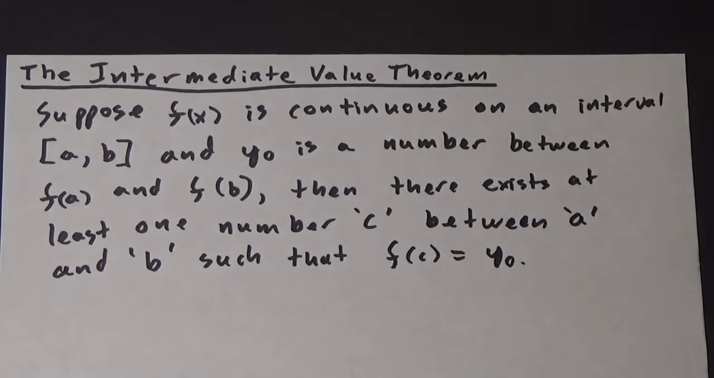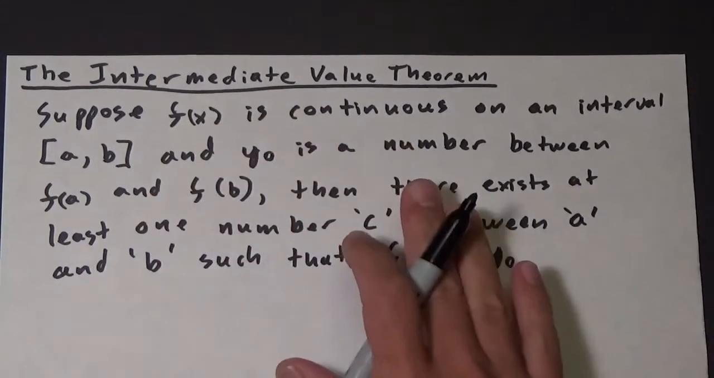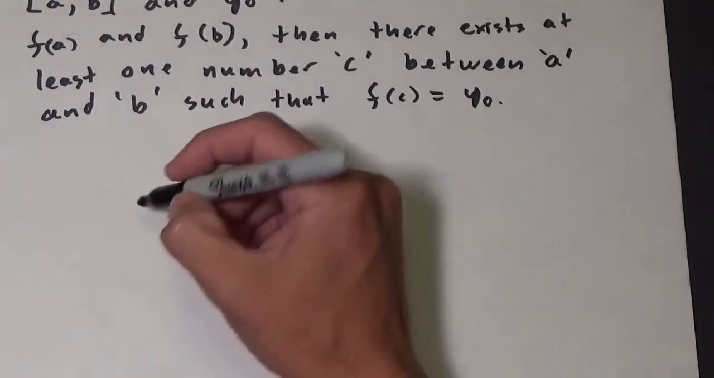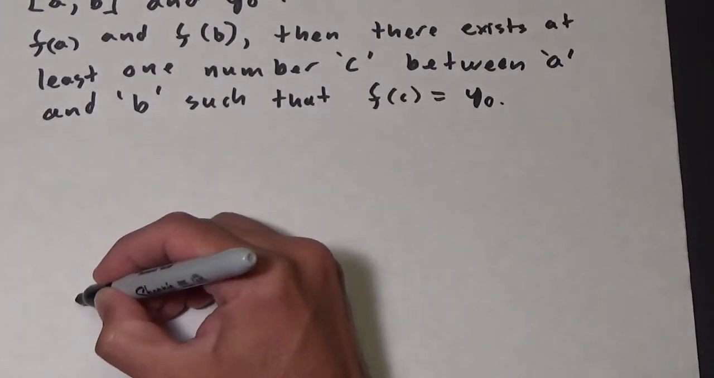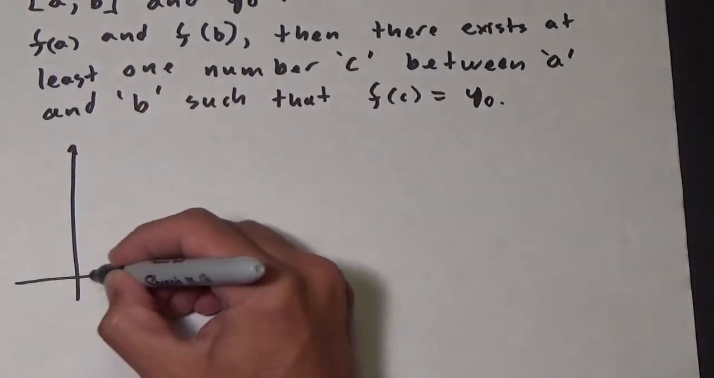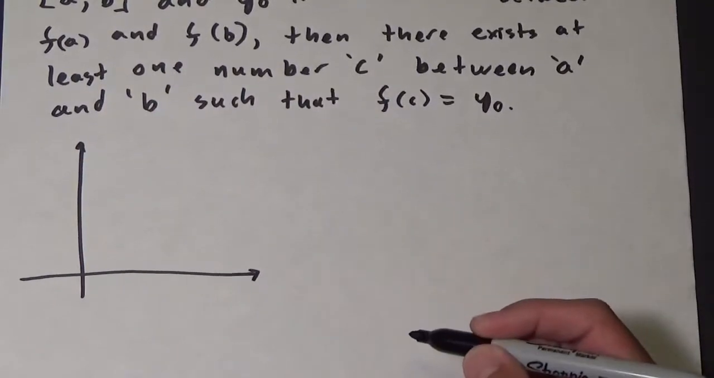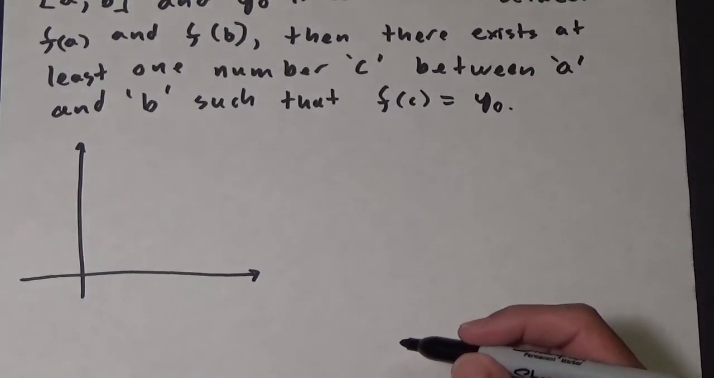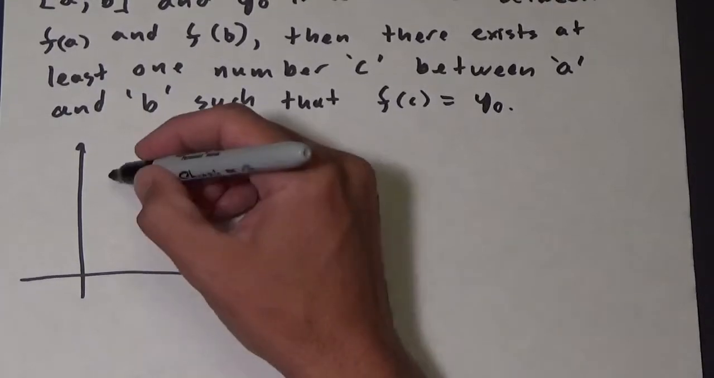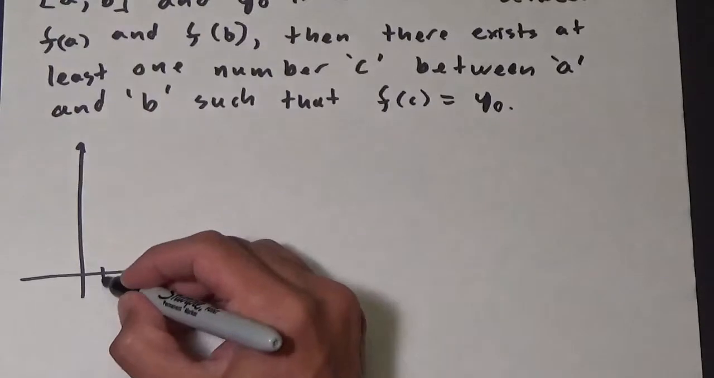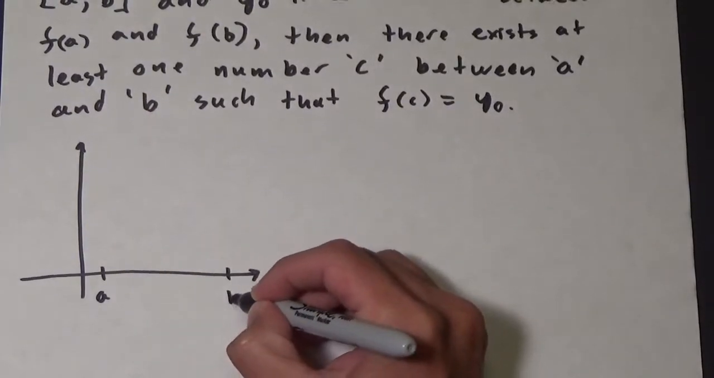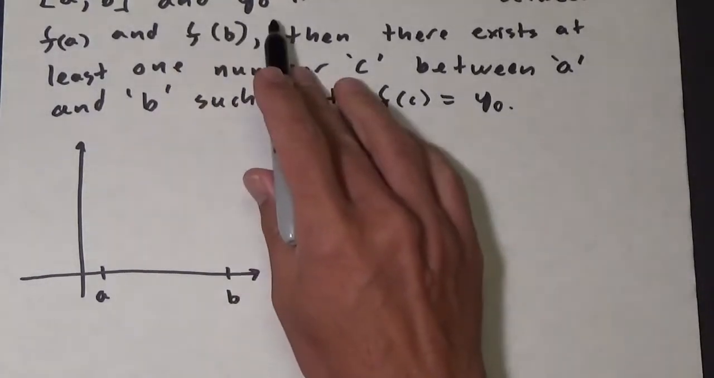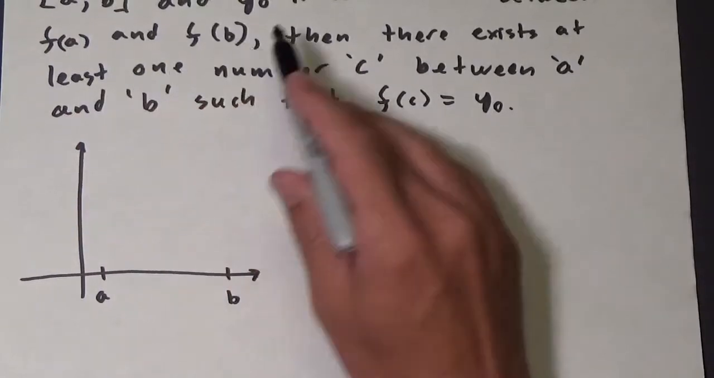So that might not be very clear, but one thing that helps us understand this theorem is a little diagram. So here's our little figure that goes with this theorem. And once we talk about it, it actually makes a lot of sense. Alright, so we have some function f of x on an interval from a to b. So we'll say this is a and this is b. And y sub naught is a number between f of a and f of b.